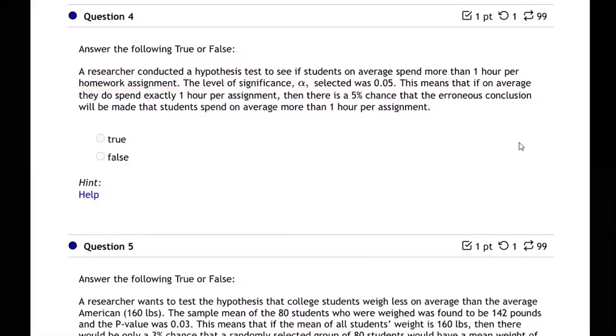Do you guys spend more than 1 hour per homework assignment in my class?